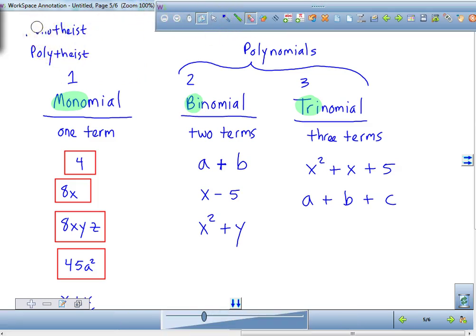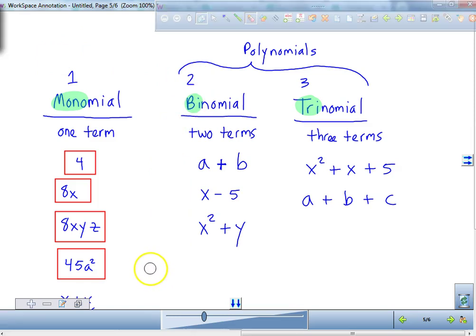If you ride a bicycle, how many wheels? 2. Okay? A tricycle has 3. So that's kind of how you guys need to understand.